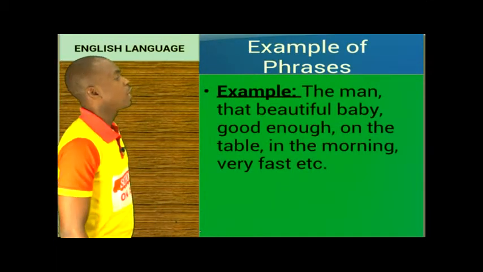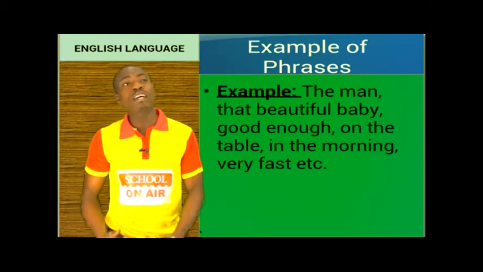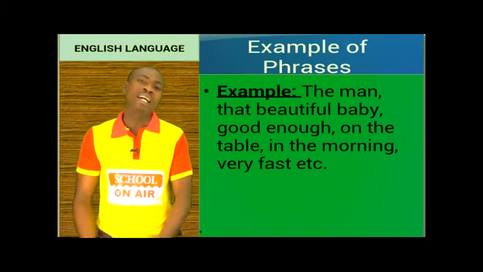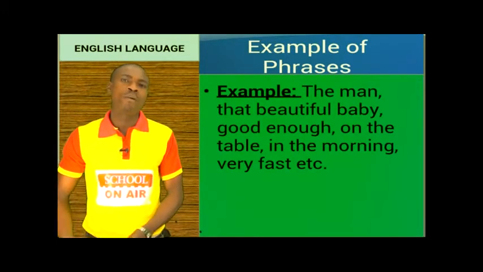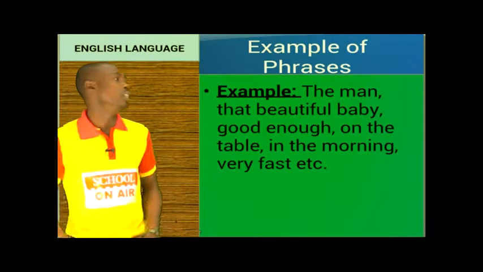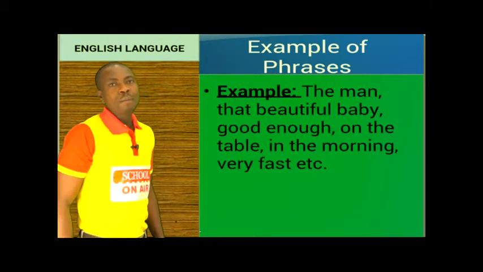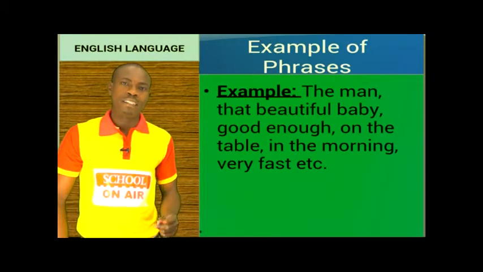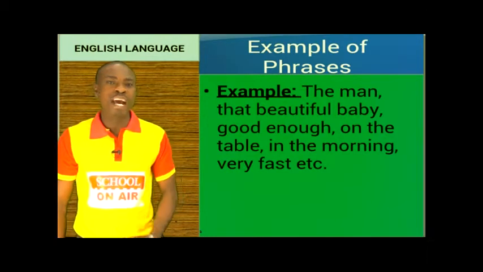Let us see the examples of phrases that we have in English language. These are the examples. The man is an example of a phrase. The man as a structure is a combination of the definite article the and the common noun man, and coming together they make up a noun phrase. There is no verb there. It is a noun phrase because it is headed by the noun man. The other example we have is that beautiful baby. That beautiful baby contains the demonstrative, the adjective beautiful and the noun baby, which is the head of the noun phrase. It is a noun phrase there.